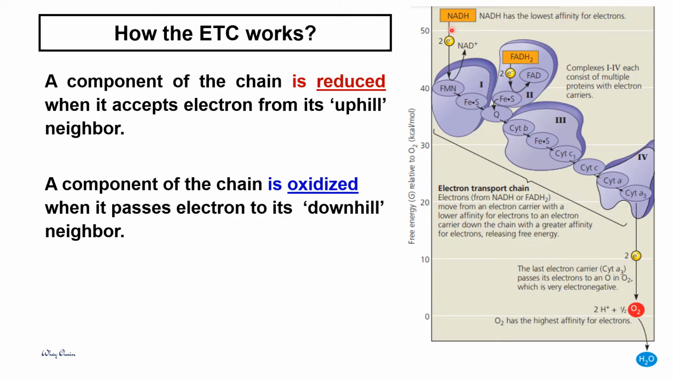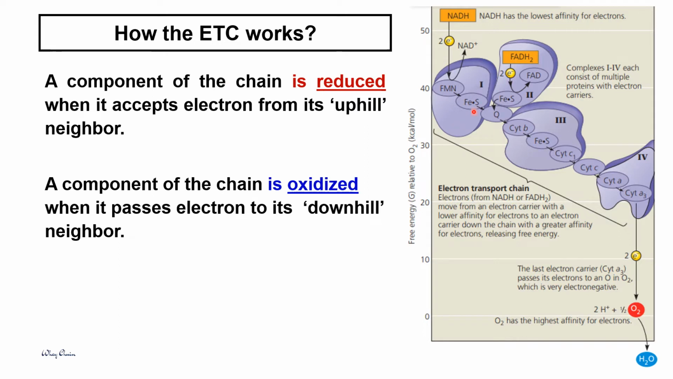So they have a higher tendency to donate the electrons to the first complex in the ETC, which is complex 1. When complex 1 accepts the electrons from NADH, it is reduced. At the same time, NADH is oxidized because it loses the electrons to complex 1. So energy is released when the electron is passed from the high-energy NADH down to complex 1.